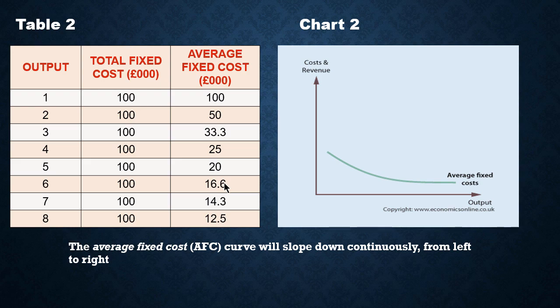As fixed cost is divided by an increasing output, average fixed cost will continue to fall. So if we increase the output, the average fixed cost will continue to fall lower and lower. So that's the appearance of the average fixed cost with regards to the output of the production we desire to produce.